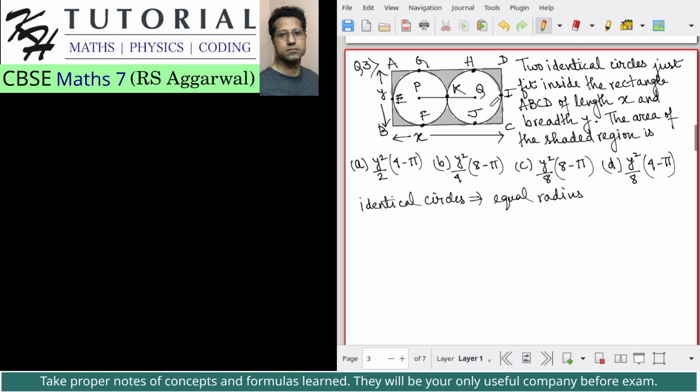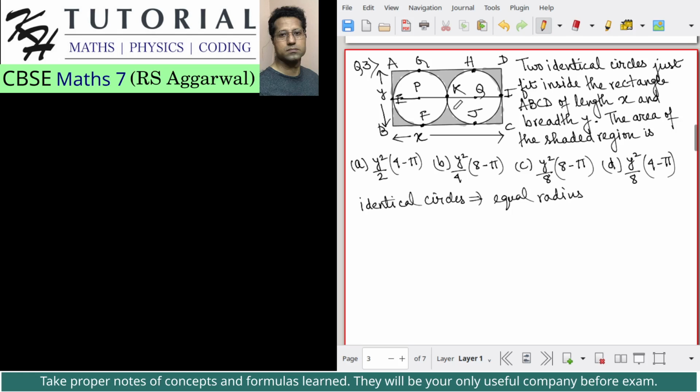And also if I extend the line joining the centers, that is PQ, to the right hand side, it will meet the point I, that is where the circle of center Q is touching the rectangle on the side DC. And if I extend the line segment PQ to the left hand side, it will meet the point E, that is where it is touching the side AB.